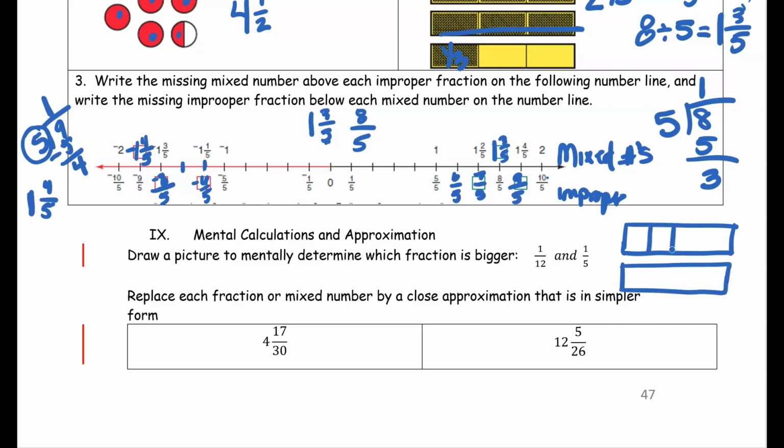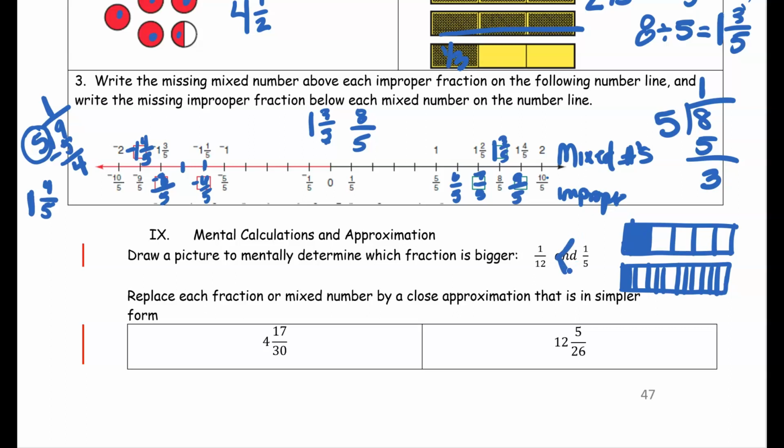So 1, 2, 3, 4, 1, 2, 3, 4, 5, not too bad. And then this one into 12. So I'm going to divide it in half, and then in quarters, and then I'll divide these all in thirds. And that should give me 12. Okay, and then we've got 1/12 and 1/5. So it's clear that 1/5 is bigger.